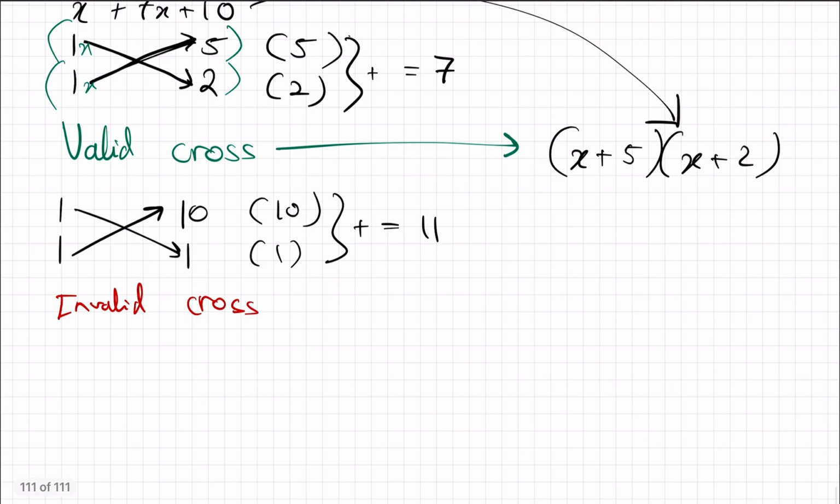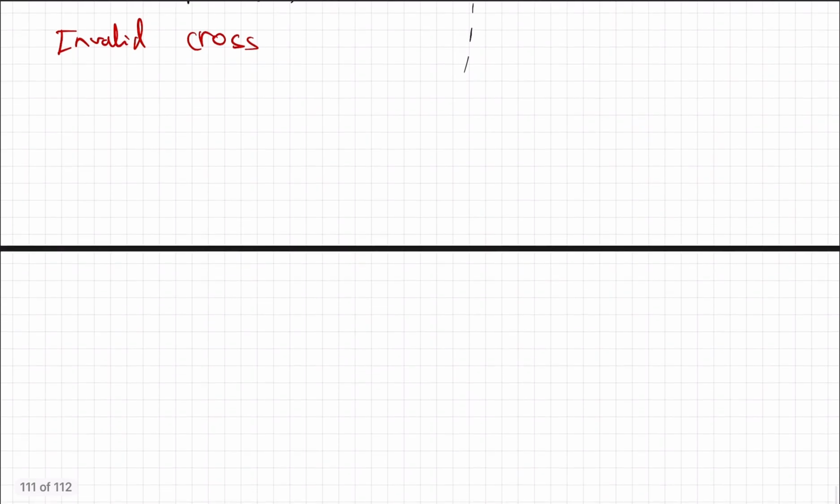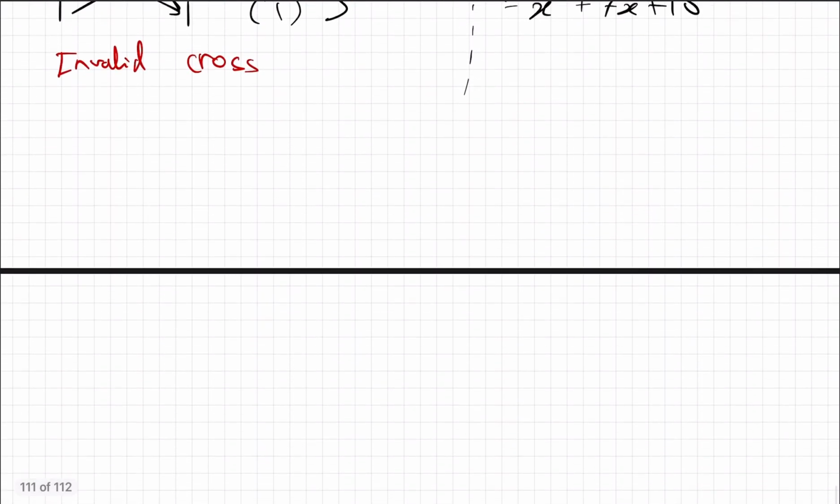You can obviously test this. I'll just expand this to show you what it looks like. We get x squared plus 5x plus 2x plus 10, which simplifies to x squared plus 7x plus 10. So there we go. Now let me show you another example of a monic quadratic using the cross method.